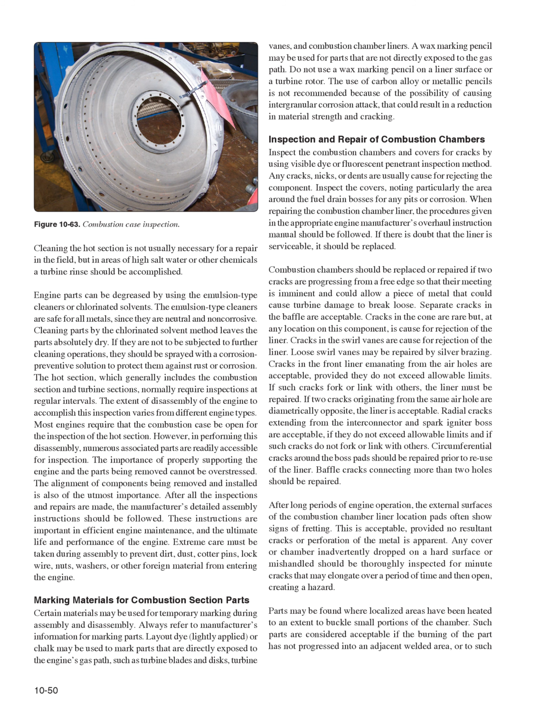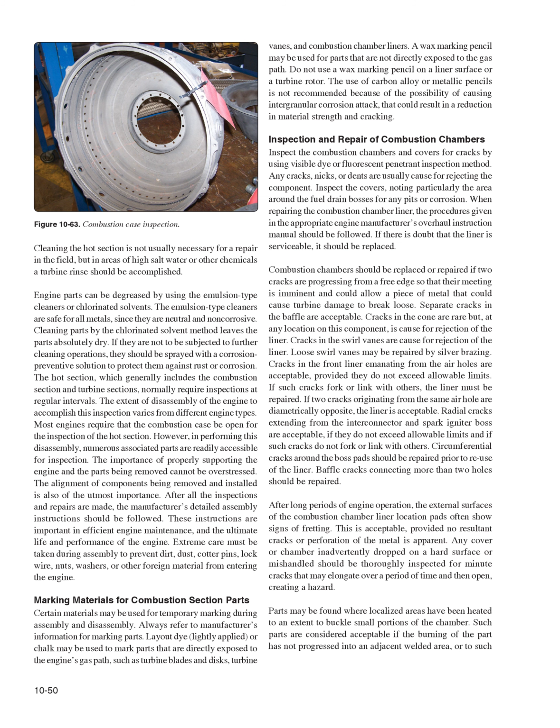Combustion chambers should be replaced or repaired if two cracks are progressing from a free edge so that their meeting is imminent, and could allow a piece of metal that could cause turbine damage to break loose. Separate cracks in the baffle are acceptable. Cracks in the cone are rare but, at any location on this component, are cause for rejection of the liner. Cracks in the swirl vanes are cause for rejection of the liner. Loose swirl vanes may be repaired by silver brazing.